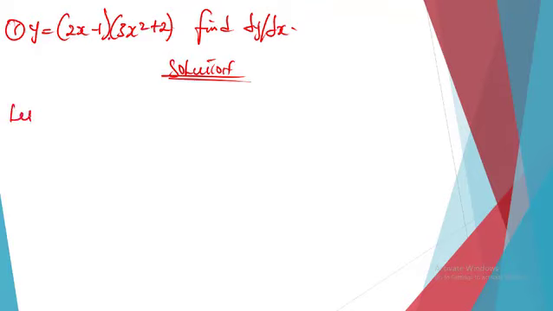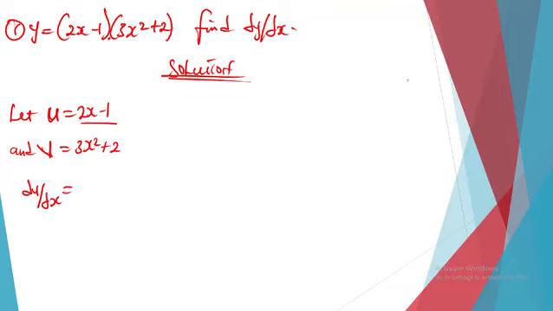So we start by saying let u be the first bracket, which is 2x minus 1, and v be the second bracket, which is 3x squared plus 2. If we differentiate u with respect to x, we have du over dx. That means we should differentiate this. If we differentiate with respect to x, what do we have? Remember, nx raised to the power n minus 1. What's the power of x there? 1. 1 times 2 will give us 2.